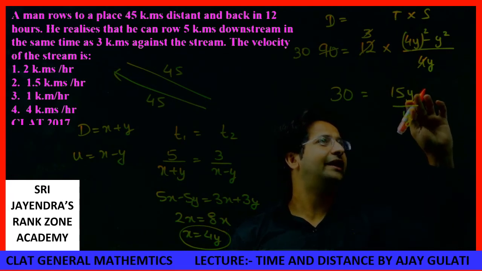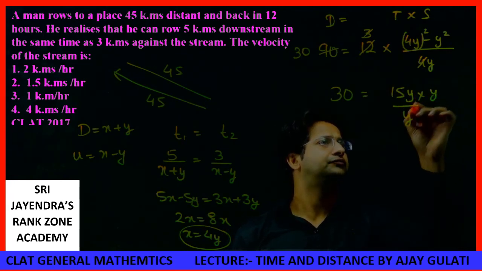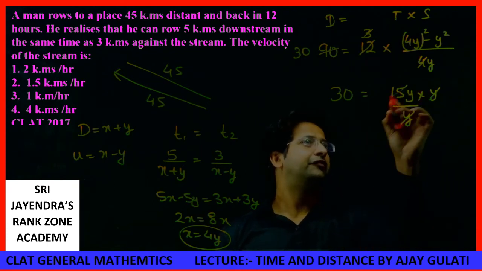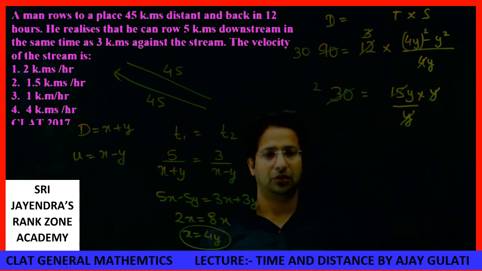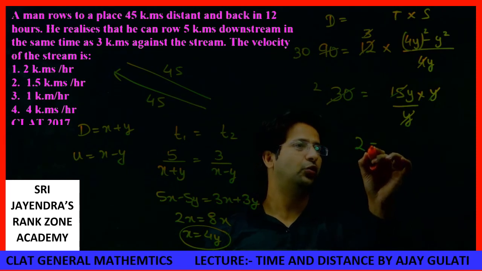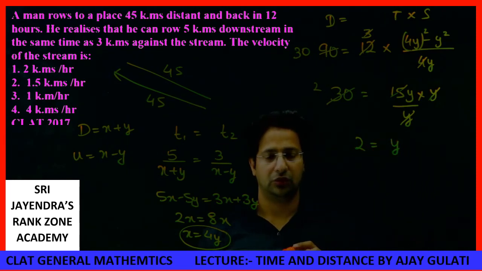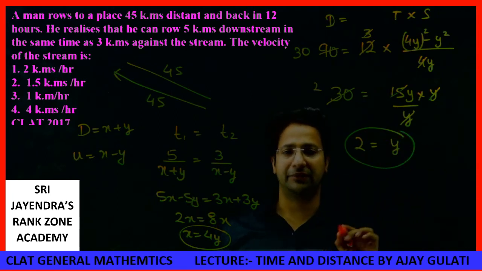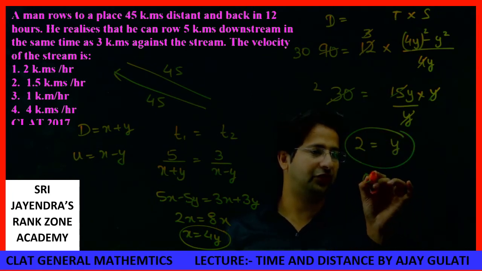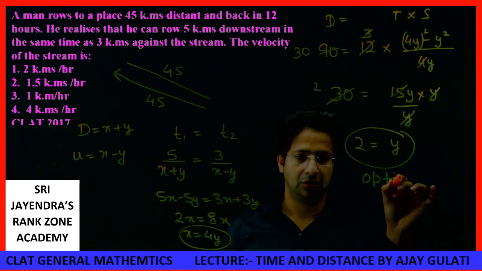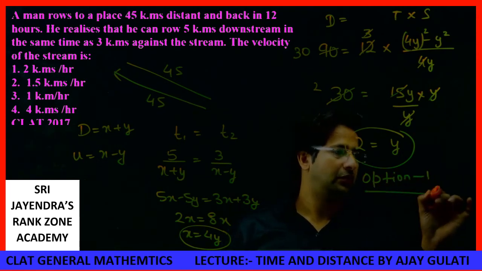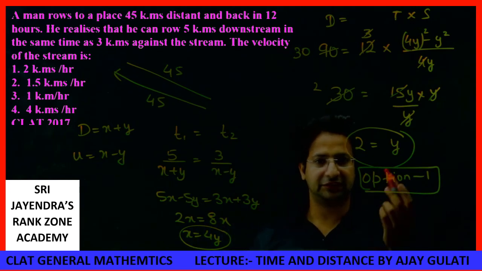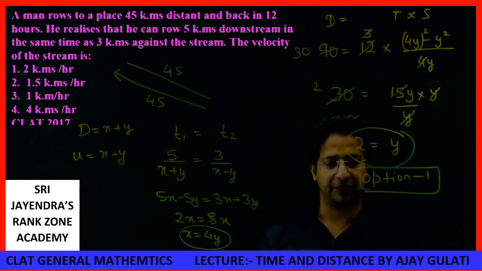Y square, can I write it as y into y? This y and y cancel. 15 you cancel 30, you will get 2. So your 2 is equal to y. Y is the speed of stream. That is what we were asked. Option 1 is your answer. We were asked only this thing, y. So this option 1 is your answer.